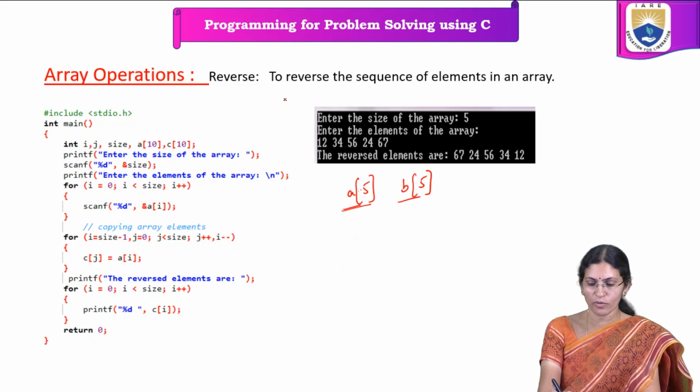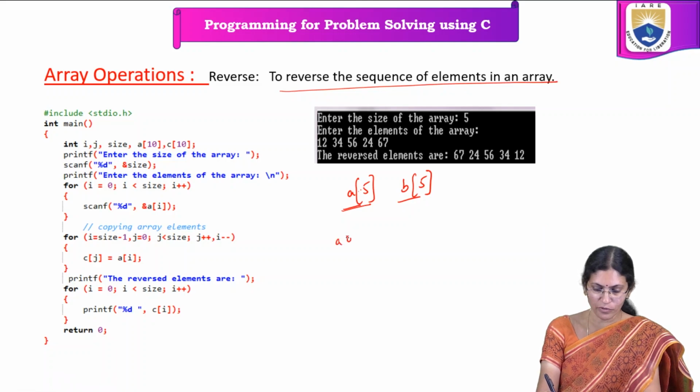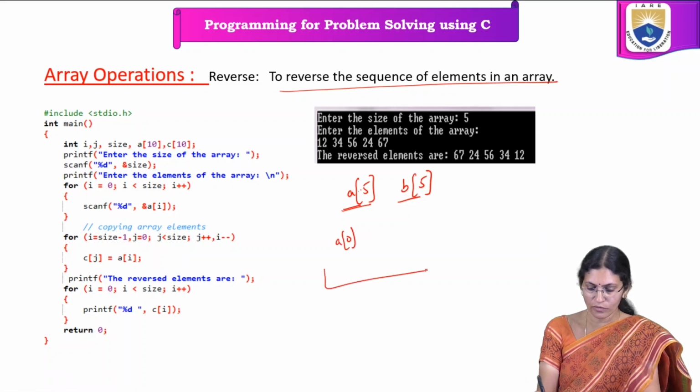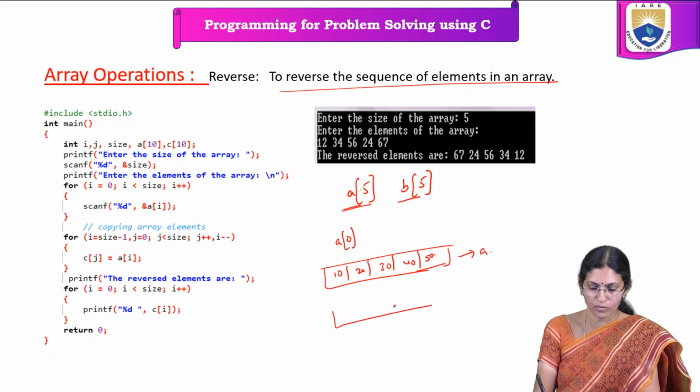So the reverse operation is to reverse the sequence of elements in an array. Suppose we have one array A where the elements are 10, 20, 30, 40 and 50. Suppose this is array A. Reverse means we need to find the reverse of this array.